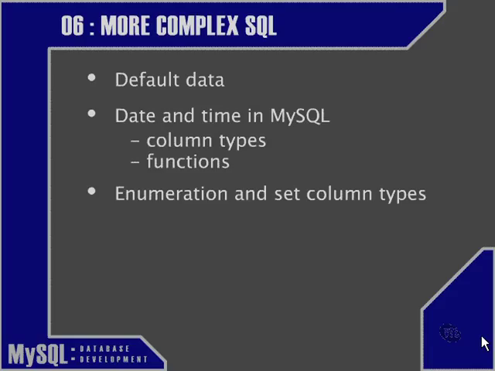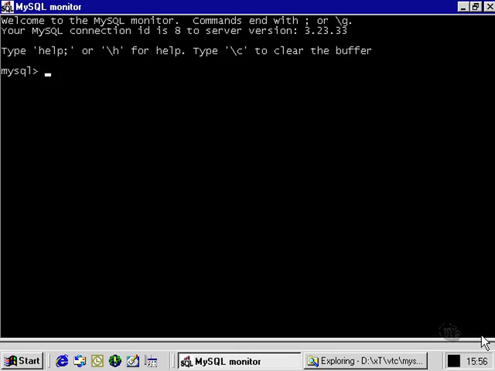Then we're going to look at the two column types we haven't seen before, that's the enumeration and set column types. We're going to look briefly at MySQL's handling of variables. We're going to examine transaction handling under MySQL and concurrency. First of all, let's take a look at the use of default data in MySQL.